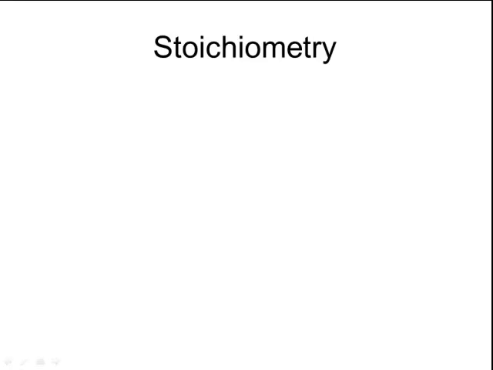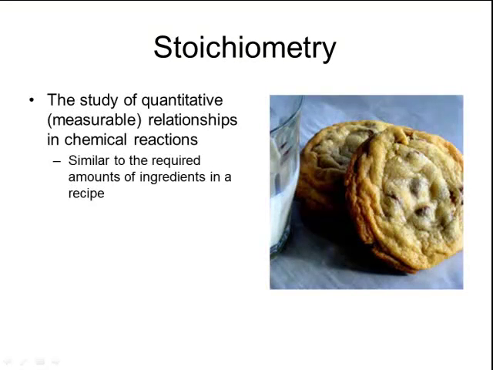Now that we know a little bit about how to write chemical reactions, we can start to study the quantitative relationships in those chemical reactions. Remember that the word quantitative means measurable, so there are measurable relationships that exist between the reactants and the products in chemical reactions. It's sort of like comparing the amount of ingredients needed to make a recipe.